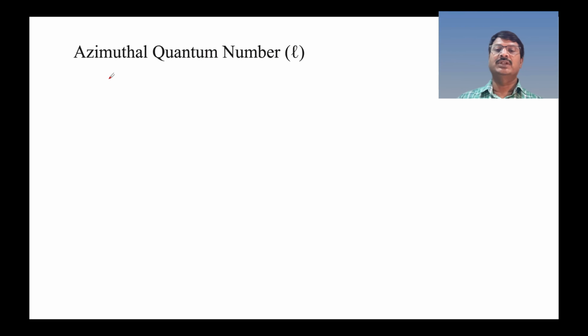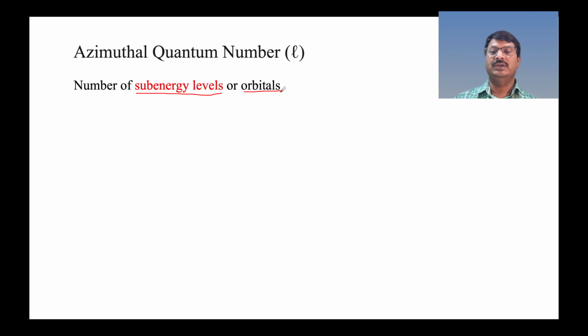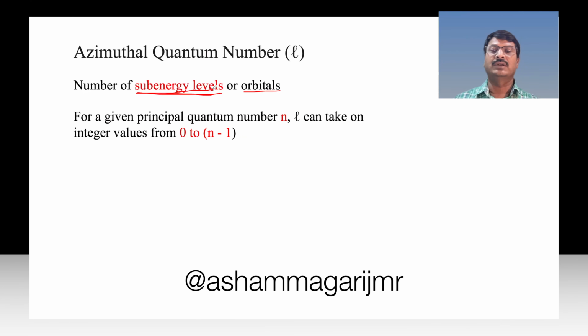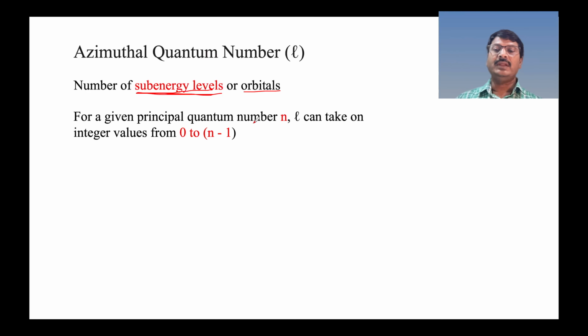Let us come to the azimuthal quantum number. Generally the azimuthal quantum number gives the information about the sub-energy levels. These are also called orbitals. That means the number of sub-energy levels present in a main principal quantum number. In a main principal quantum number, how many sub-energy levels are present will be explained by using the azimuthal quantum number. Generally the number of sub-energy levels present in a principal quantum number n will be equal to 0 to n minus 1. So what is the meaning of this?